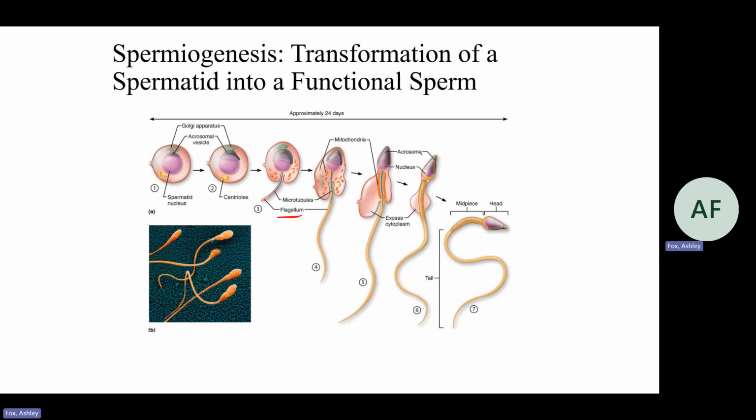You have that acrosome, which is the enzymes that help penetrate the egg. So you have the final piece where it's the head with the nucleus with the acrosome. You have the midpiece, which is where the mitochondria are, and then you have the flagellum or the tail, which is going to produce the movement of sperm.